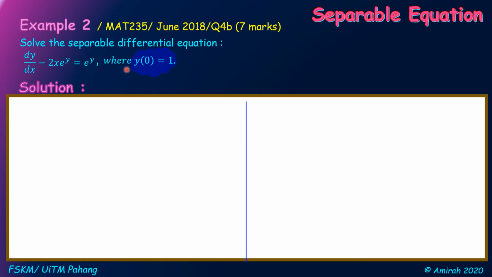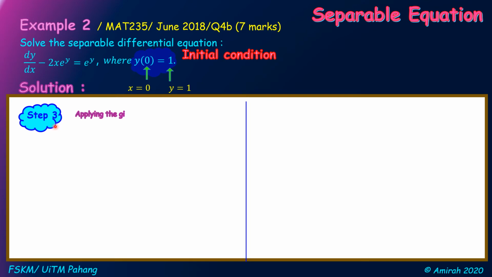Alright. From here, the initial condition is given. X equals 0, the value inside the bracket, and y equals 1. So, if the initial condition is given, we need to continue with step 3: applying the given initial condition to find the value of c after we integrate.